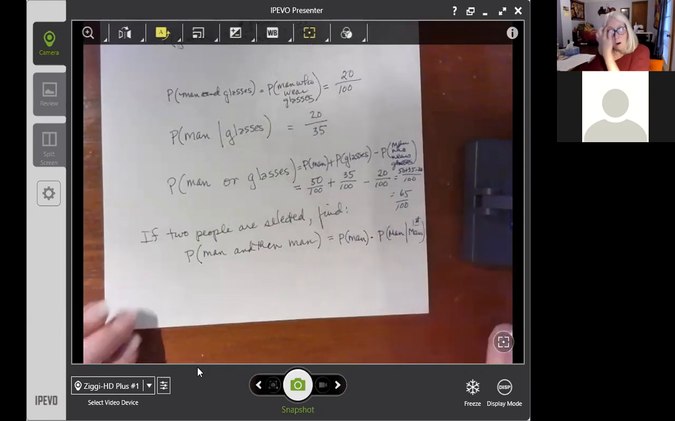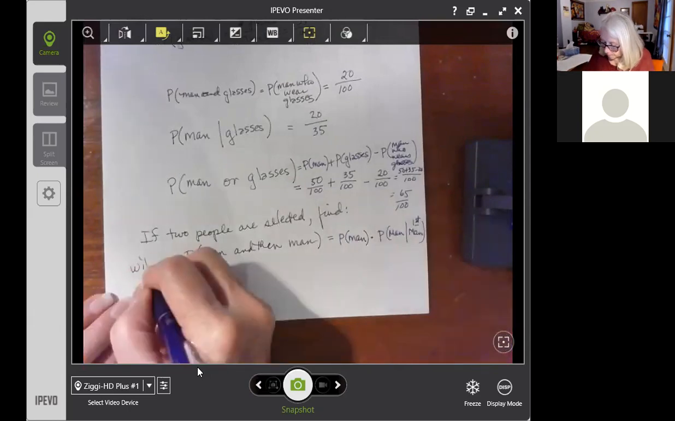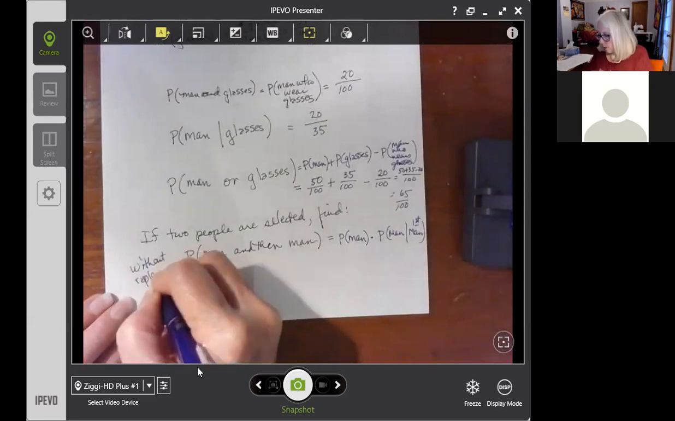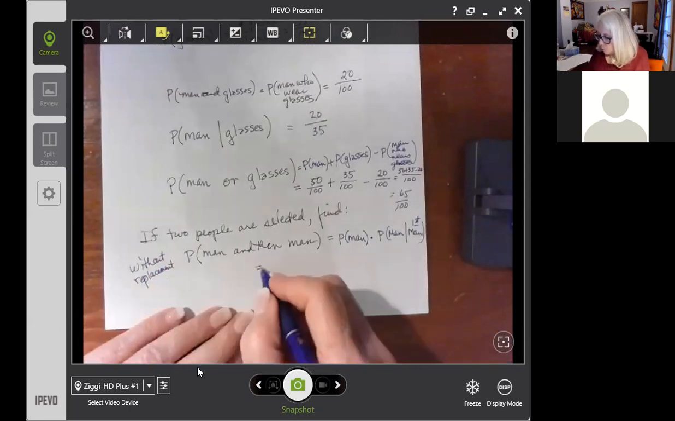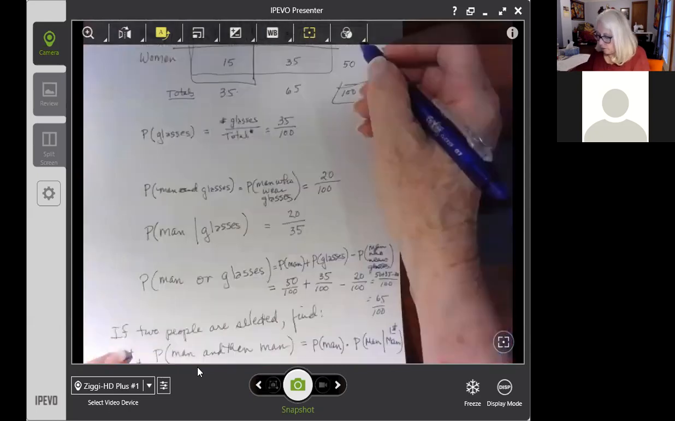Now, these are not independent events unless you sample with replacement. And if it's not told to you, you assume that you're sampling without replacement. I think on your homework lab assignment you have to do it both ways, but without replacement, it would be, what's the chance of selecting a man? Well, there were 50 men out of the 100.